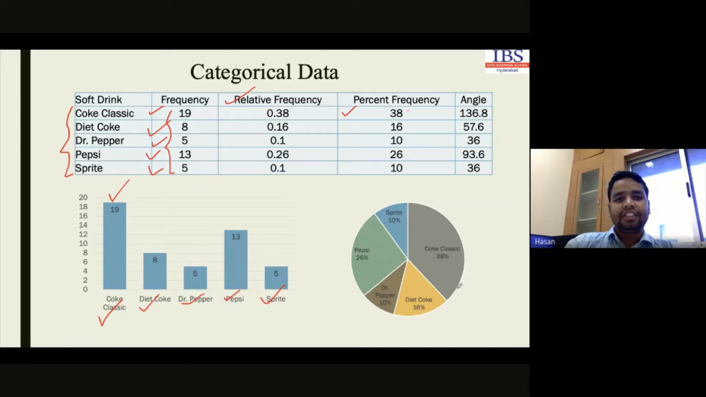So if we have categorical data, in that case also we can draw the charts we have discussed. The precondition is we have to convert this data into frequencies, right? Once we convert it into frequencies, it becomes numerical data again. And using numerical data, we can do anything.